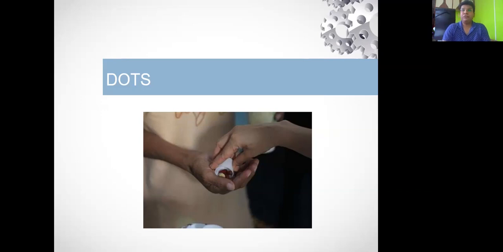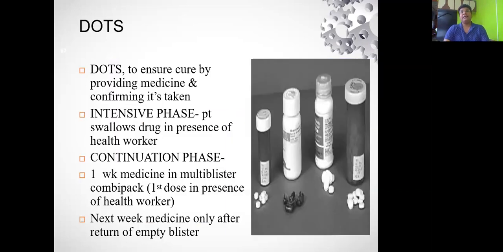DOTS is nothing but directly observed treatment, short course. So why is this DOTS very important? Because the purpose of DOTS is to ensure cure by providing medicines and confirming whether the medicines are taken or not by the patient. So we are providing and confirming whether they are being consumed by the patient appropriately and at the appropriate time.